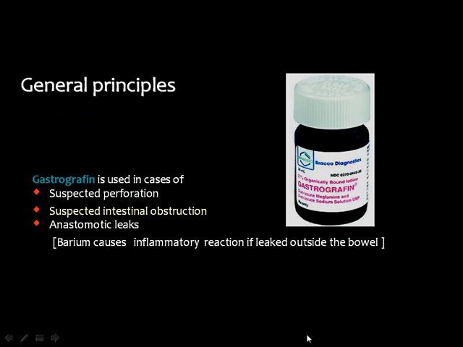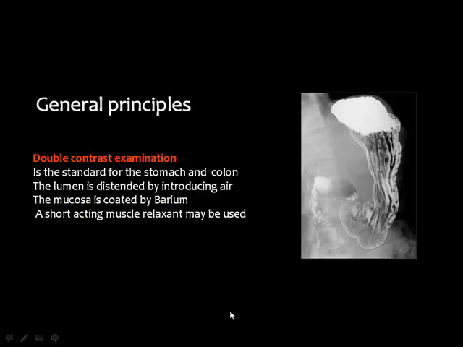And sometimes we cannot use barium in these conditions: whenever we are suspecting perforation of the bowel, or suspecting intestinal obstruction, or after surgery, whenever you are suspecting anastomotic leaks. Then we replace the barium by a water-soluble contrast material, which is known as Gastrografin, and this Gastrografin is safe whenever it is leaked from this perforation, for example, into the peritoneal cavity. It will be absorbed rapidly.